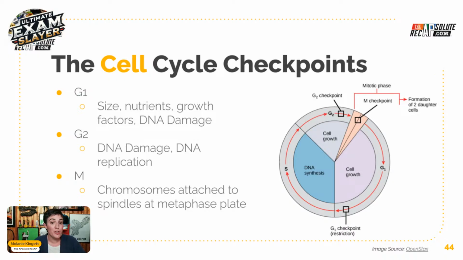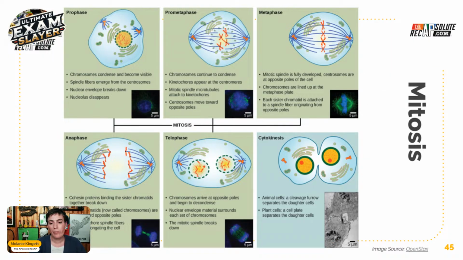Not shown on here is G0. Sometimes we'll see a non-dividing phase. A cell will exit the cell cycle during the middle of G1 and never copy its DNA. That would be something like a nervous system cell. And lastly here, good old PMAT: prophase, metaphase, anaphase, telophase, and cytokinesis at the very end.